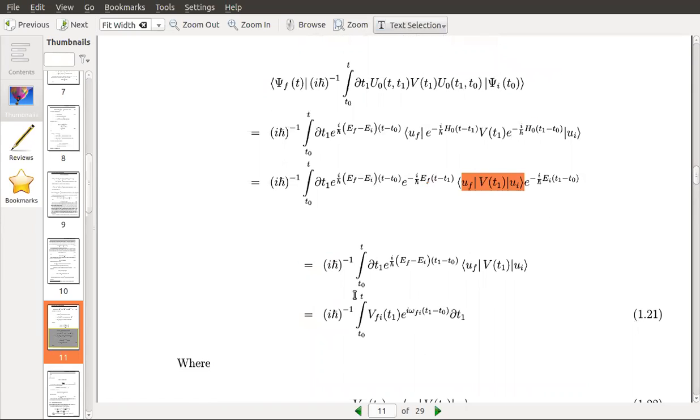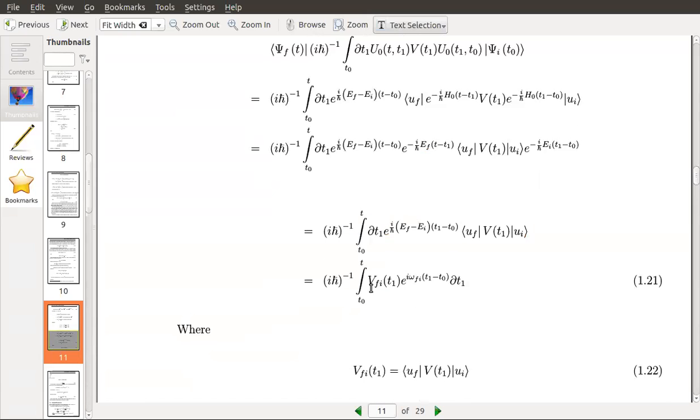Okay. So now this can be again simplified into this one, integral iħ⁻¹ from t0 to t, dot t1. You just check this algebra. So you will end up with this one, which you can finally write as V_FI, because this is our expectation value of the perturbing potential between ψ_F and ψ_I. So you can write it as V_FI.